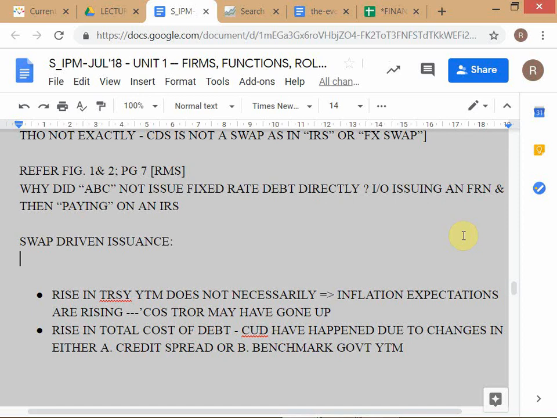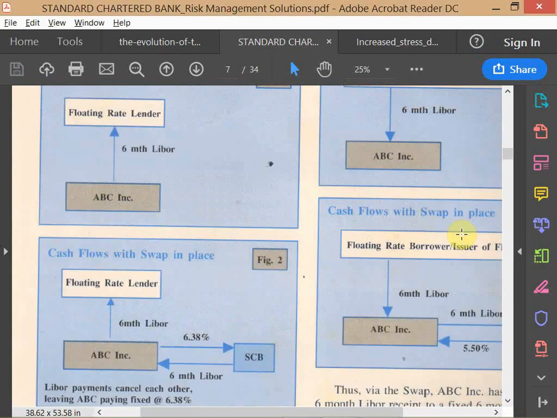Okay guys, let's try and make an effort and engage with what is being discussed. Important concept of swap driven issuance. Okay, what is swap driven issuance? Why did this company have to go and catch its ear like this by first issuing floating rate debt and then swapping into fixed rate debt through an IRS?